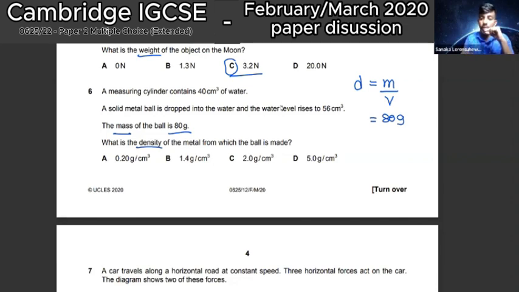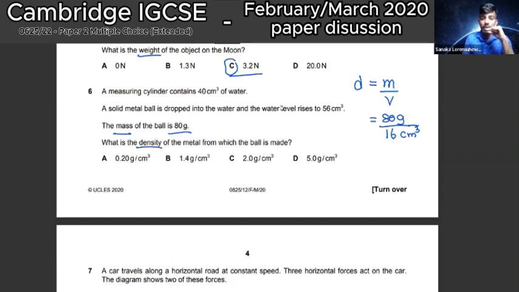We can get it as final volume minus initial volume. It is 56 minus 40. What is the value? That is 16. Okay, 16 cubic centimeter. Then what is the final answer?